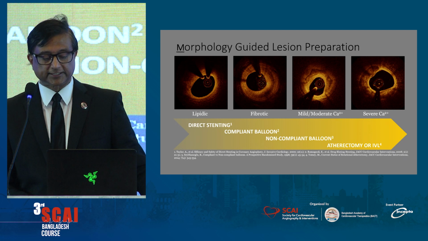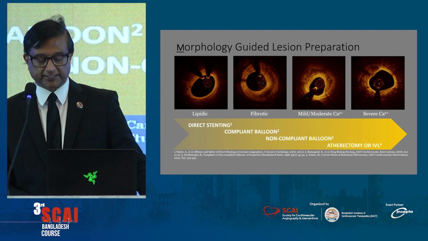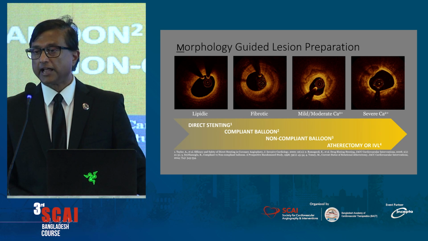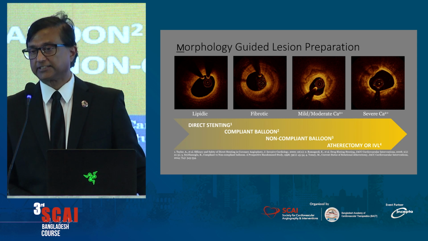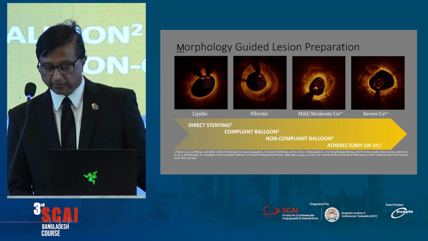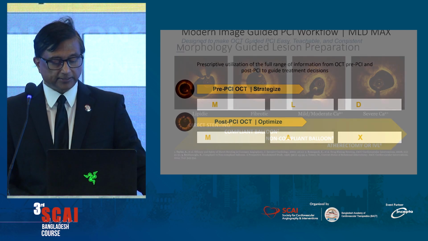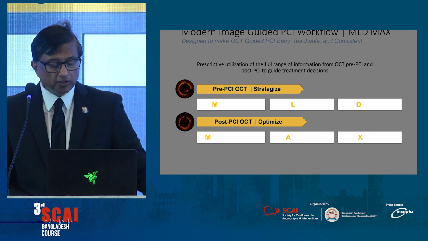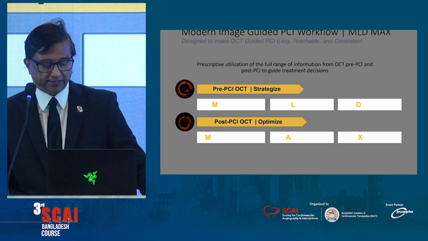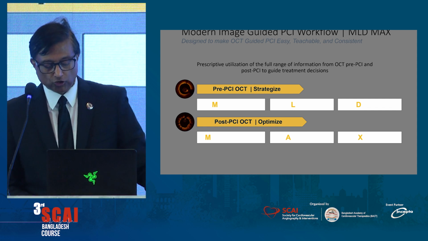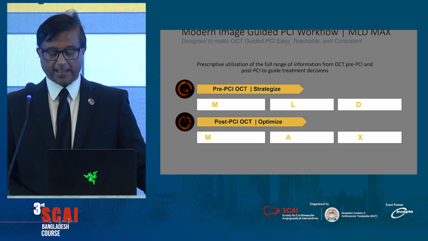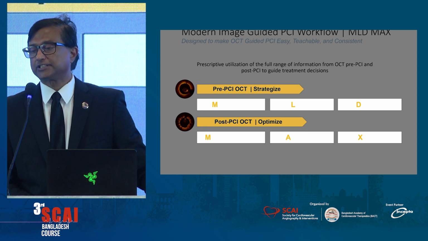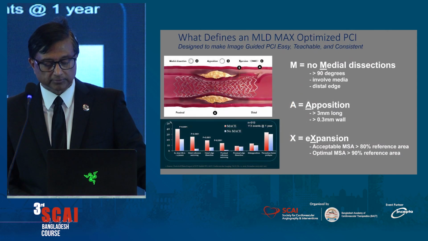And what we are looking for, yesterday we had this question: can we do a direct stent or do we need to prepare? Once we have the imaging, and angiography may not be the best in terms of understanding the calcification, we need to have intravascular imaging, but what we are really looking for is the MLD: morphology, length, and diameter. And post-PCI, we need to look at MAX. That means medial dissection or not, apposition, and stent expansion.